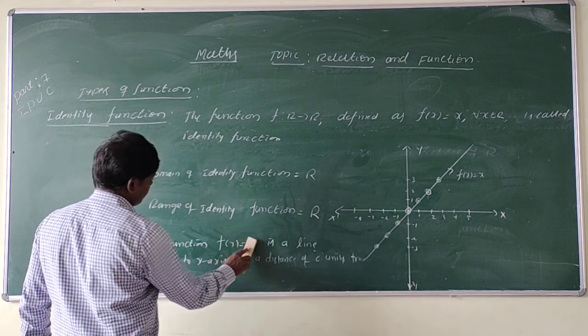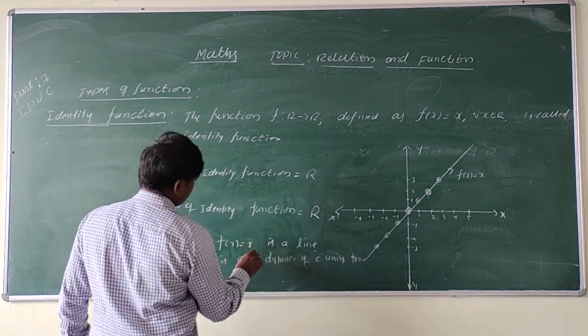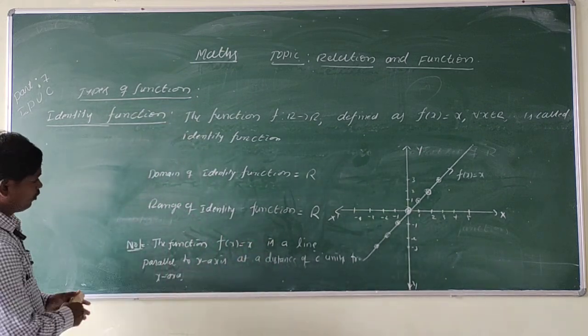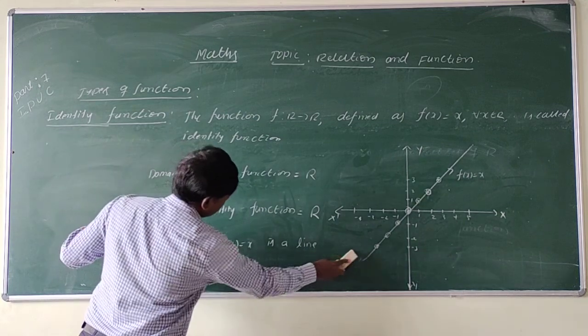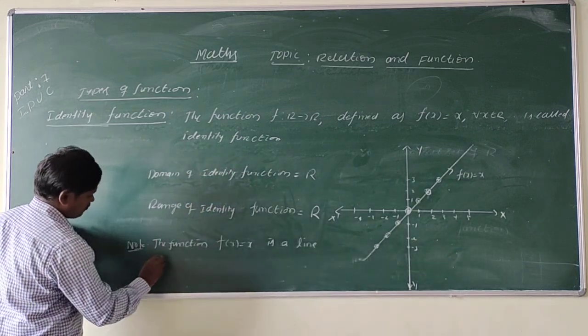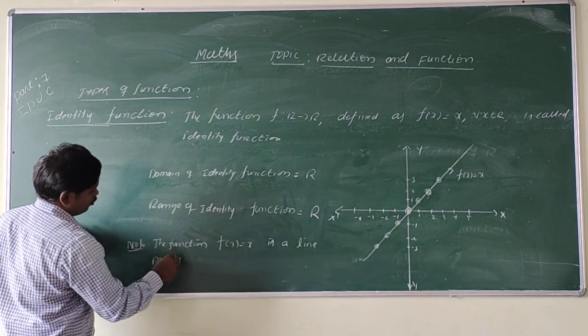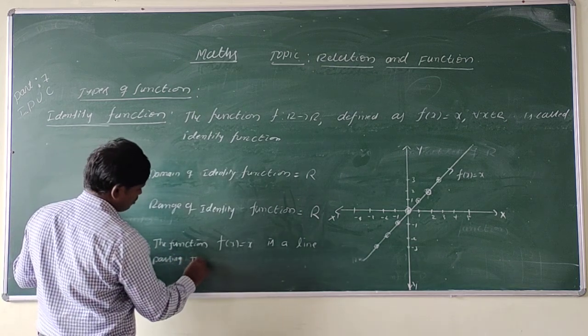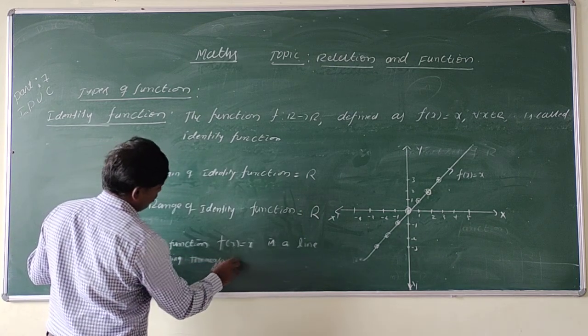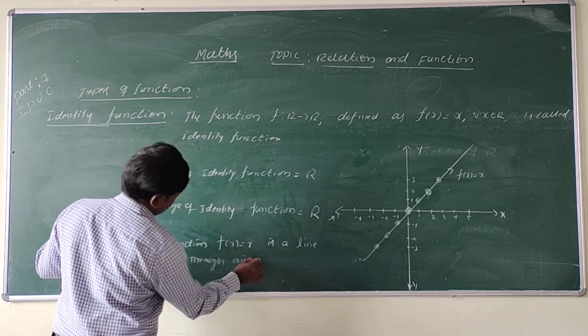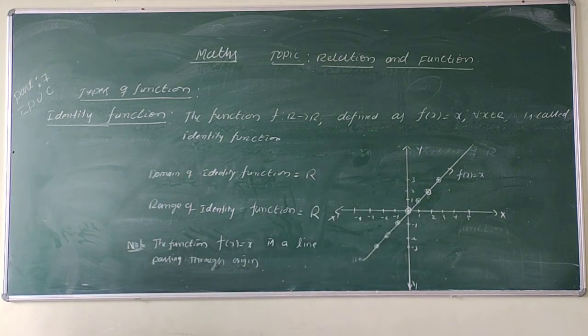So clearly, the function f of x equal to x is a line passing through the origin.